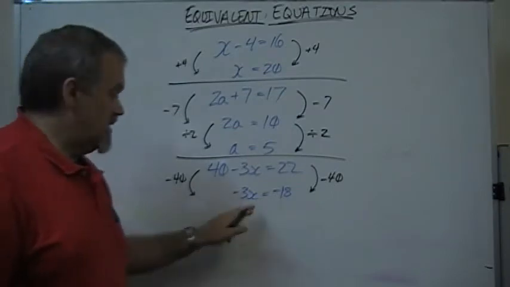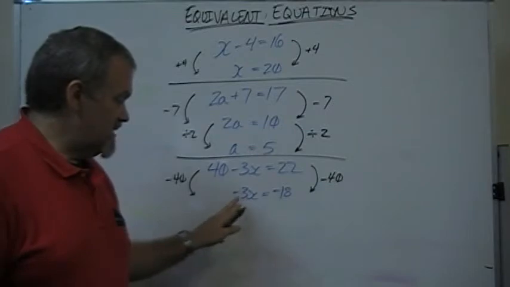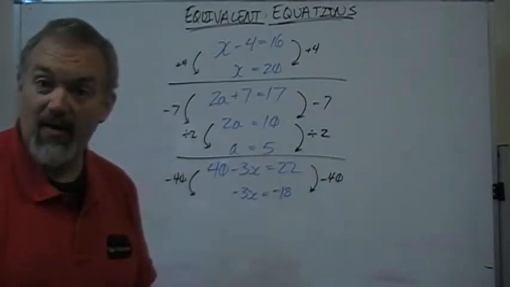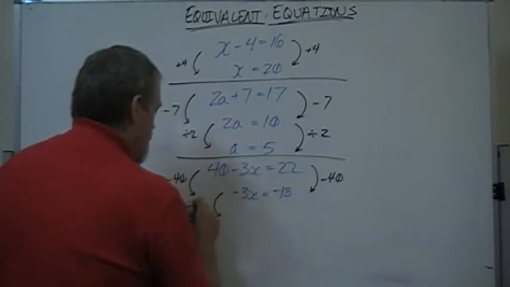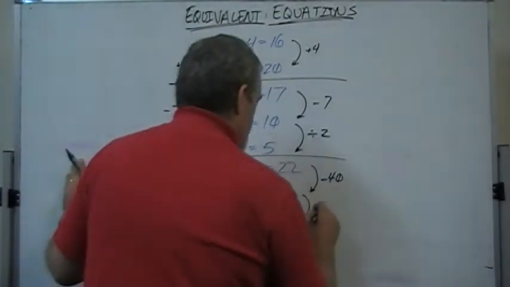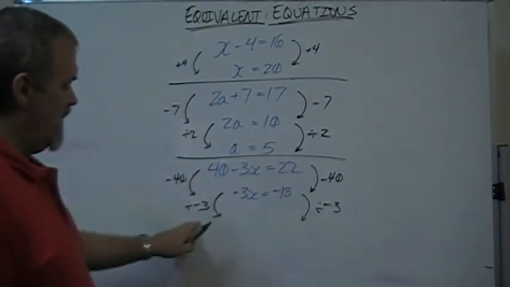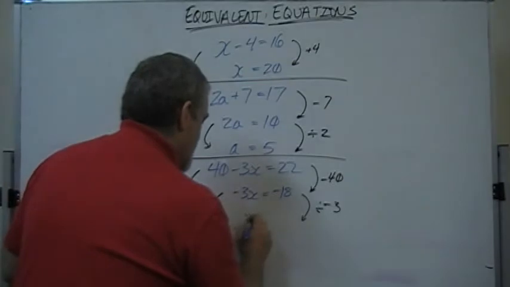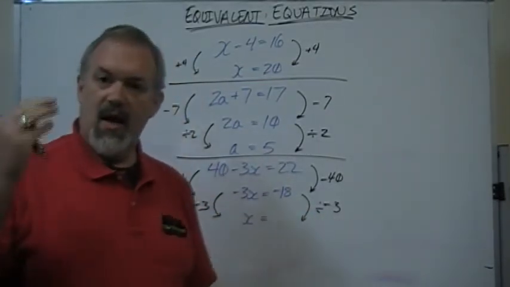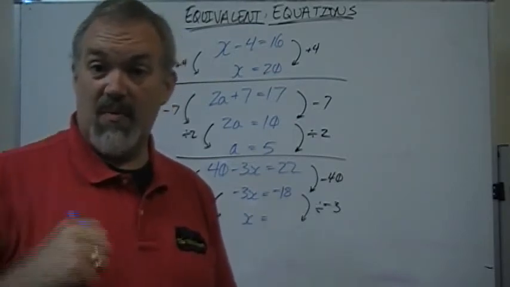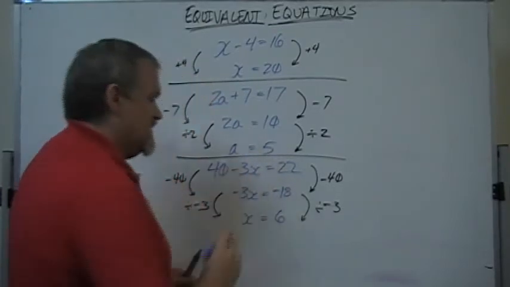Now, because there's a 3 here, I could divide by 3, 3 times x. But since it's a minus 3, I'm actually going to do it in one step. I'm going to divide by minus 3. And what happens? Minus 3 divided by minus 3 just leaves me with x. And then over here I have minus 18 divided by minus 3. A minus divided by a minus gives me a positive number. So minus 18 divided by minus 3 is positive 6.